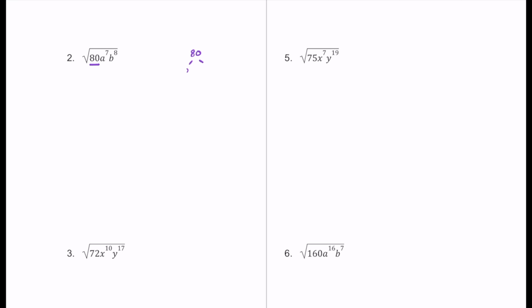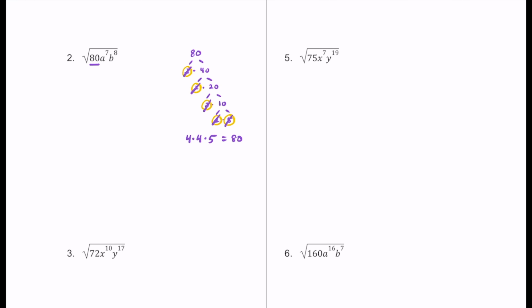So 80 we can say is going to be 2 times 40. 40 is going to break down into 2 times 20. 20 can break down into 2 times 10. And then 10 breaks down into 2 times 5. All right, so we have some prime numbers here. We have a 2, another 2, a third 2, a fourth 2, and then we have a 5, right? So now that we have all these prime factors, we can say these two 2's make a perfect square of 4. These two 2's also pair together to make another 4, and then we have this extra 5 hanging out over here, right?